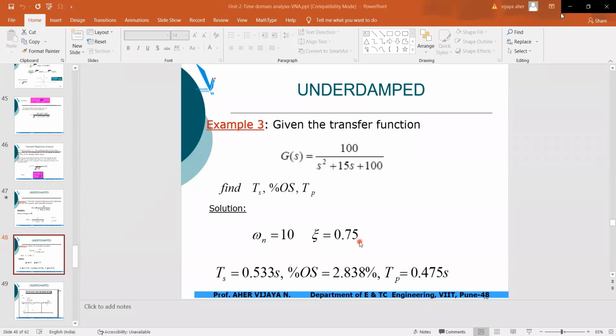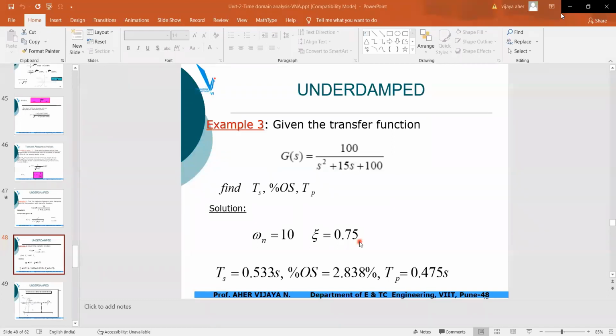Now you are having the value of natural frequency and the value of damping factor, that is omega n and zeta. Put these values in the equation. You are having the equation for settling time TS. What is the equation for TS? 4 divided by zeta into omega n. Are you with me, students? And the unit is second.